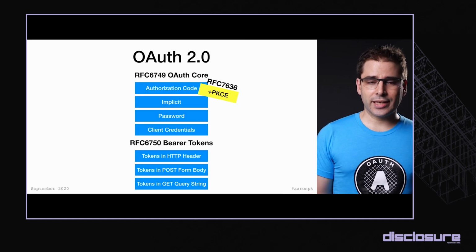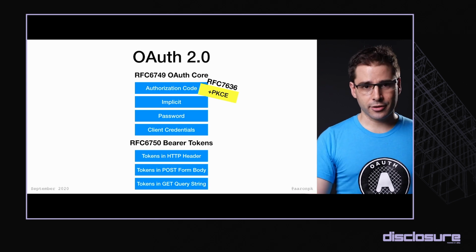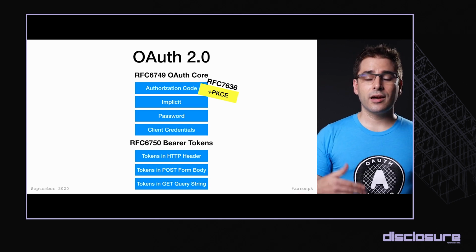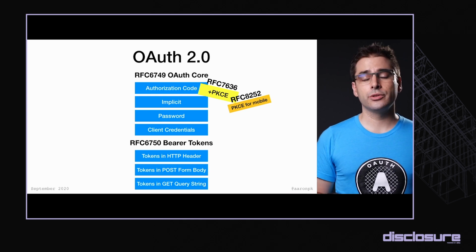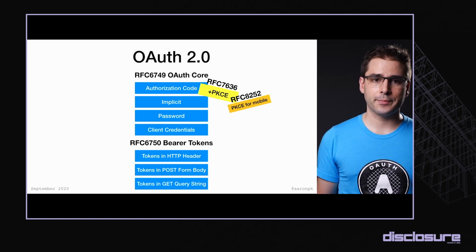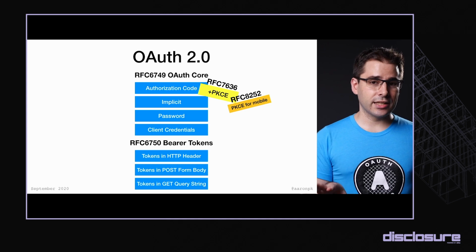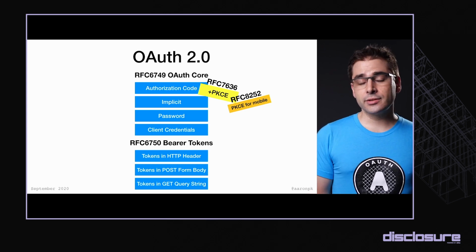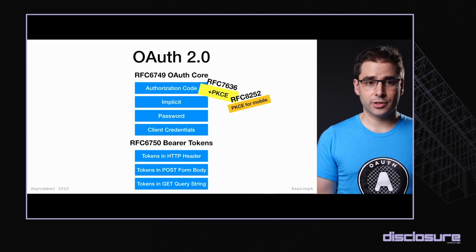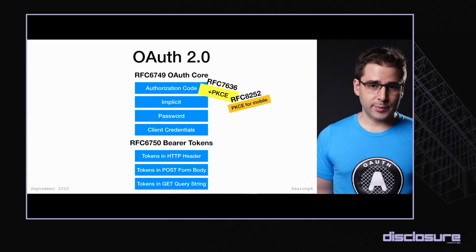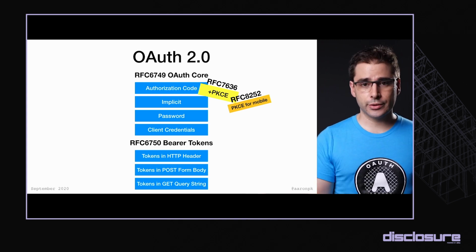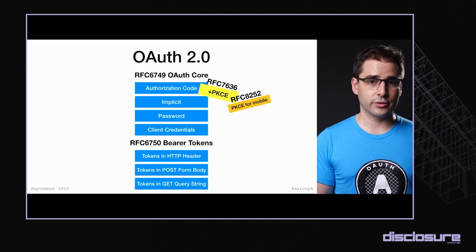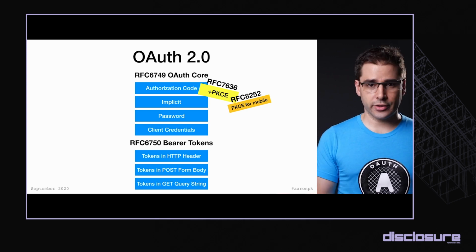So PKCE was developed as an extension. It's an extension to the auth code flow. And one of the other things that was developed around the same time was this recommendation for how to do OAuth in mobile apps specifically. So PKCE was really designed for mobile apps, but it turns out it's useful in many other situations as well. One of the other things this spec includes is other recommendations for mobile apps, like how to use a OAuth browser on a mobile phone securely and how to deal with redirect URLs.